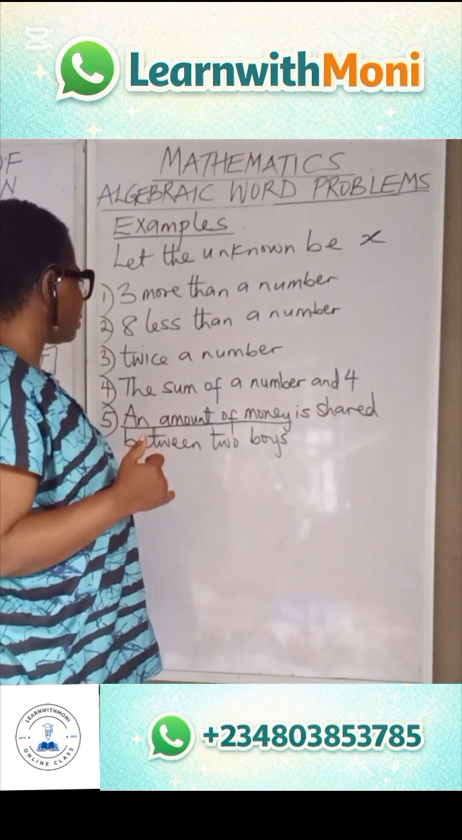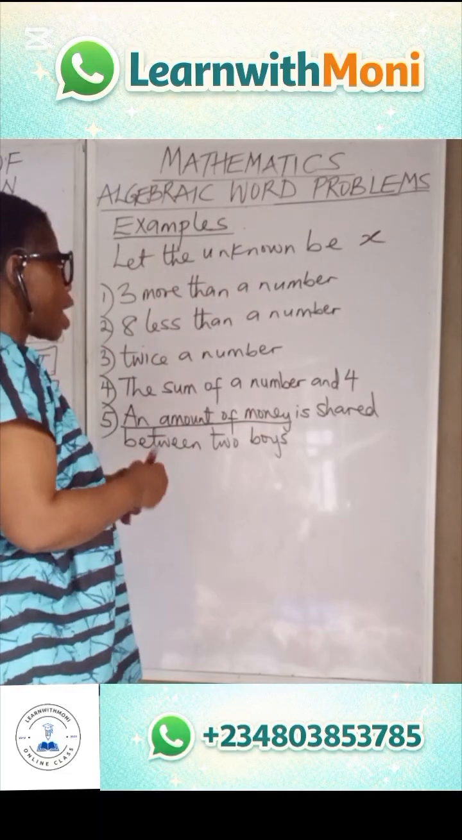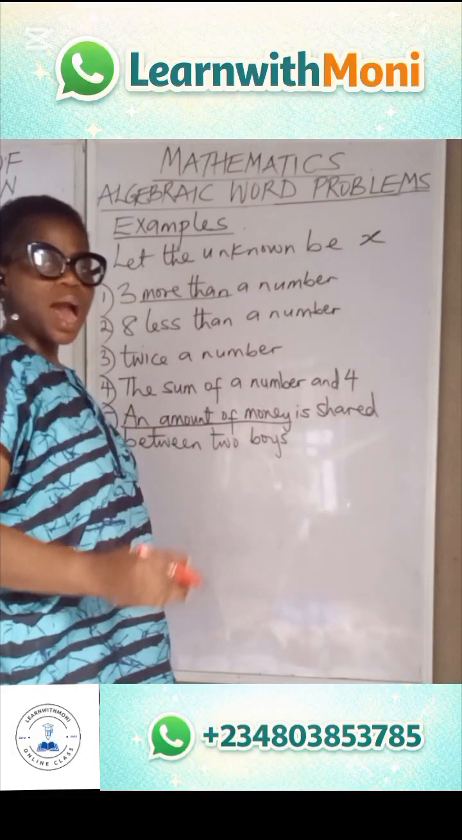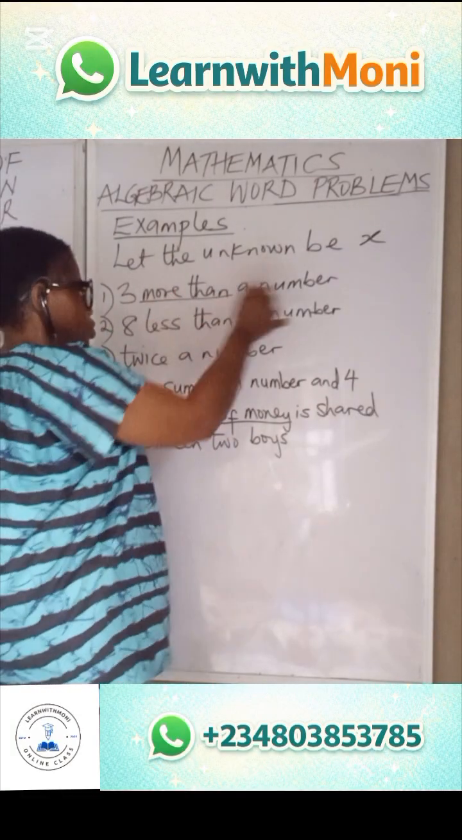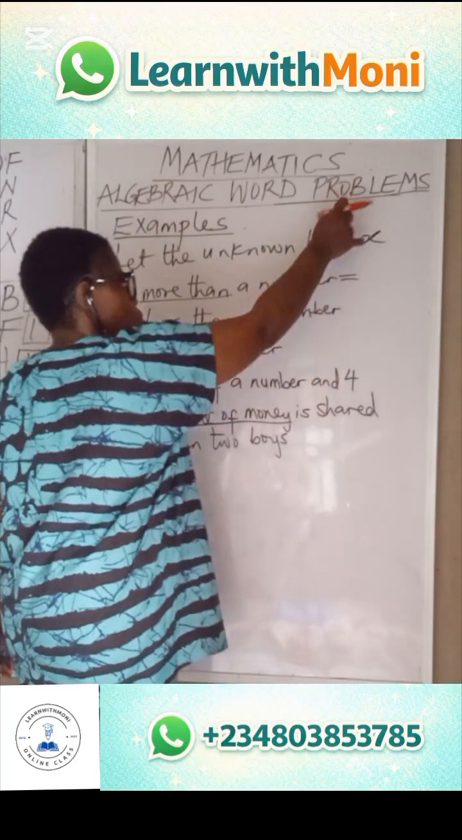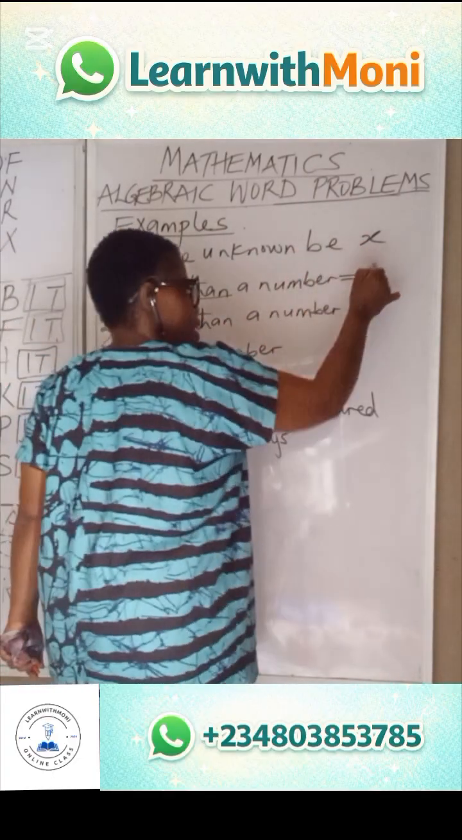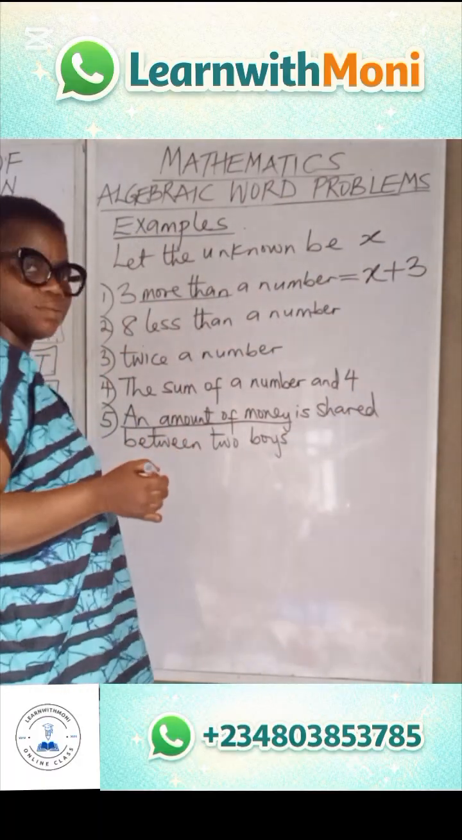So let us look at this. 3 more than a number. I told you about more than. More than means added to a number. It is addition. So 3 more than a number. We have said let that unknown number be x. That means x plus 3. That is what that sentence means.